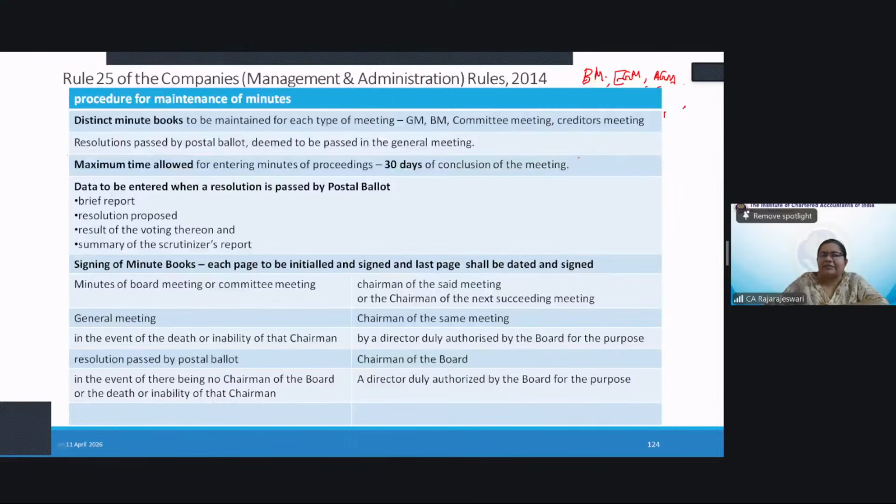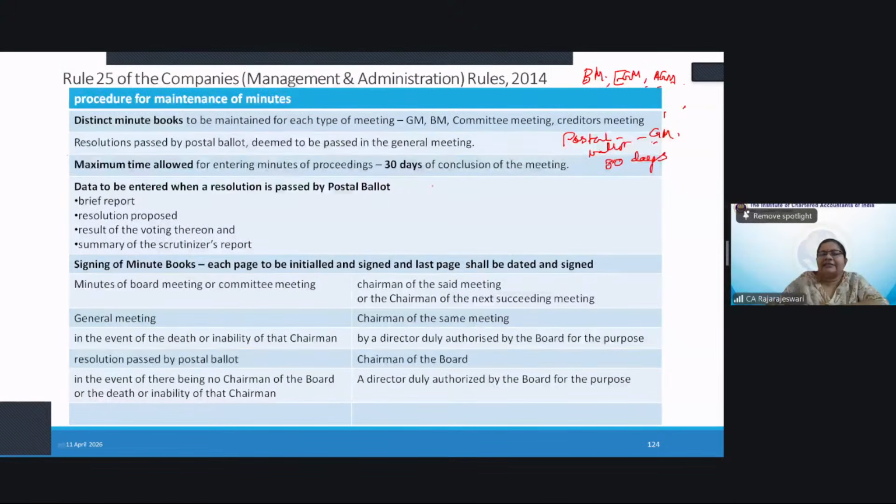That is a must. And postal ballot is a part of the general meeting. That will be recorded in the general meeting attached to that, whether it could be an AGM or EGM. The maximum time limit is 30 days within which you have to record the minutes.